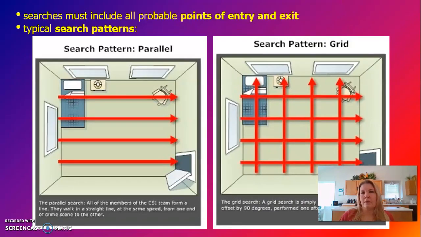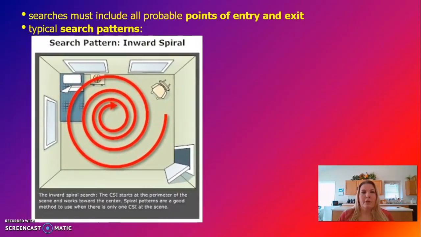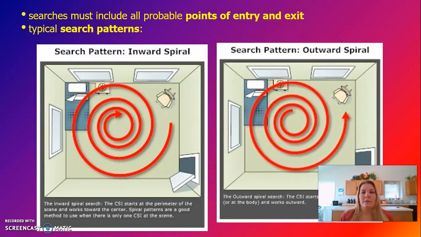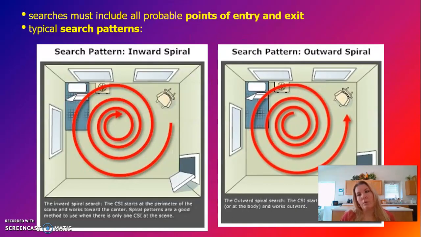The next search pattern is called grid, and this one is basically a doubled parallel. So you can see how you would go in one direction and then the other. In smaller rooms, like the one depicted here, you can do what's called an inward spiral, where you start at the perimeter of the room, looking for evidence along the walls and in the corners, and then working your way towards the middle. And the next one is, of course, just the opposite. This is the outward spiral, where you are starting at the middle, which may be, let's say, where the body is, and then you are working your way out.